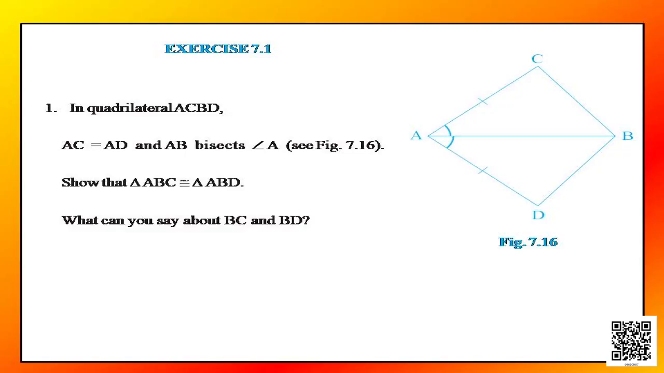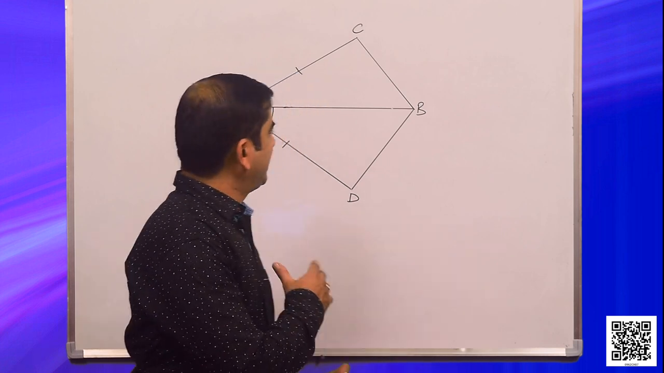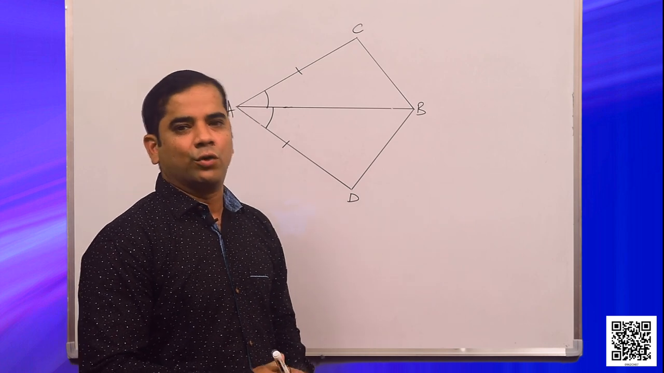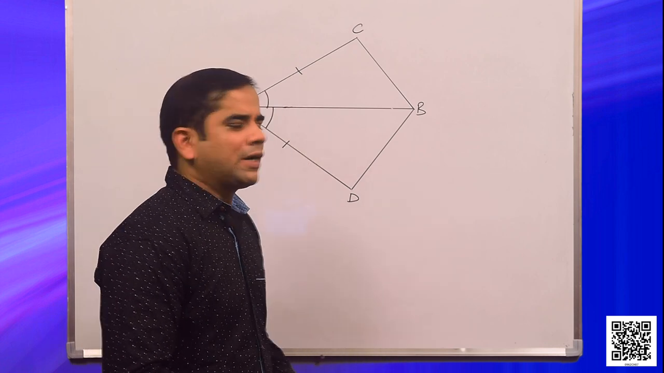Now, let us discuss exercise 7.1. What is the first question? It says, in a quadrilateral ACBD, AC is equal to AD and AB bisects angle A. Show that triangle ABC is congruent to triangle ABD. What can you say about BC and BD? Let us first draw the diagram. As you can see, it is similar to the diagram given in your book.